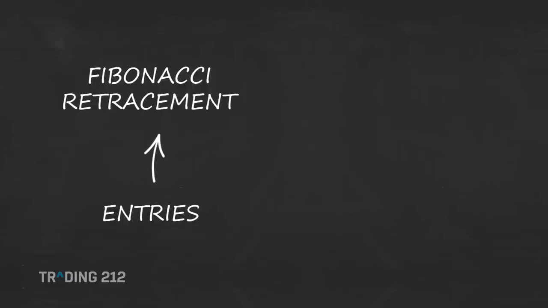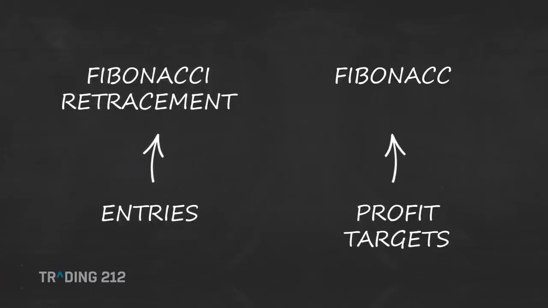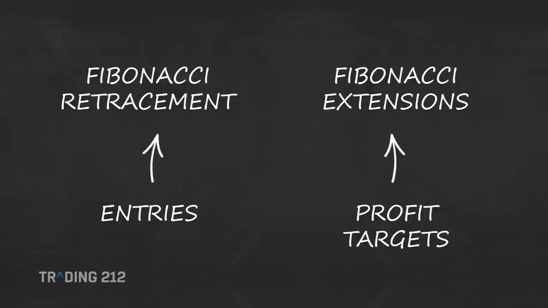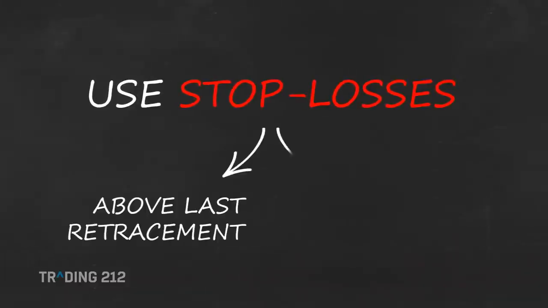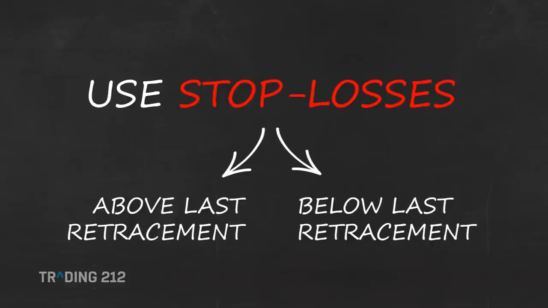To set your take profit, you can use the Fibonacci extensions as reasonable profit targets. As always, we recommend you use stop losses. They can be placed above or below the last retracement level. What to watch out for? Each strategy has its risks.